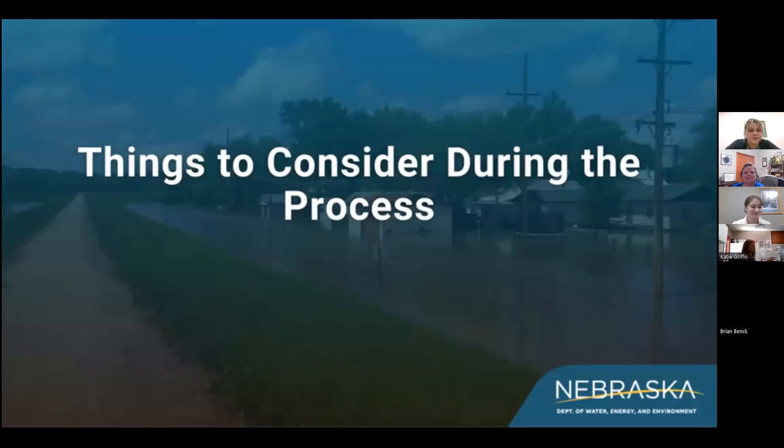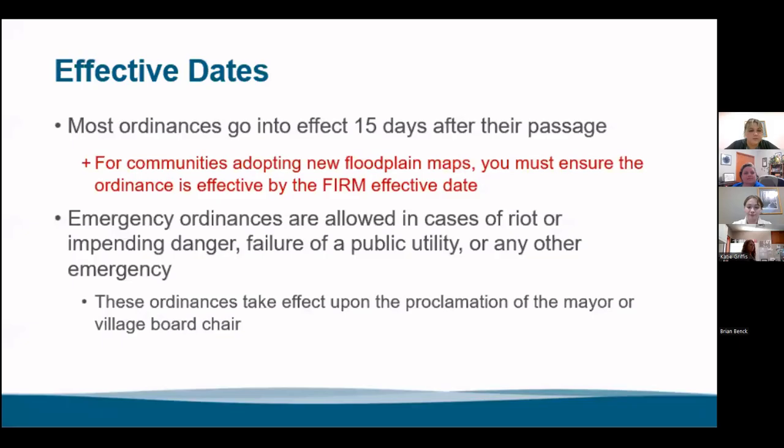So now we'll just go into some additional things to consider during the ending of this process when you're updating your ordinance. Like Isabella mentioned, it's important to keep in mind those effective dates. Most ordinances will go into effect 15 days after their passage. So for communities that are adopting your new floodplain maps, it's important to ensure that the ordinance is going effective by the FIRM effective date.